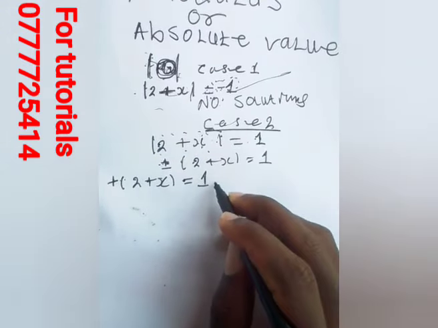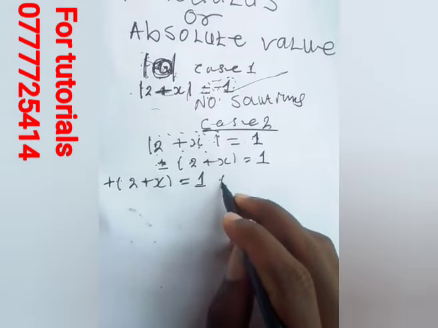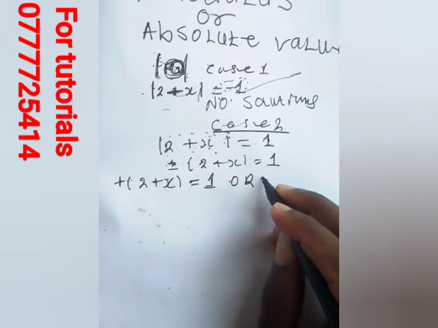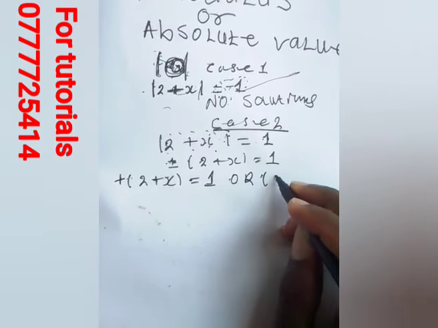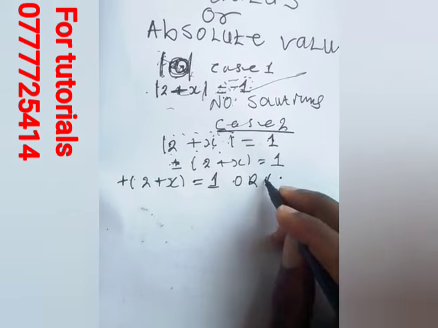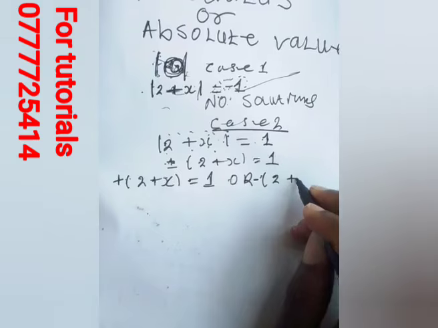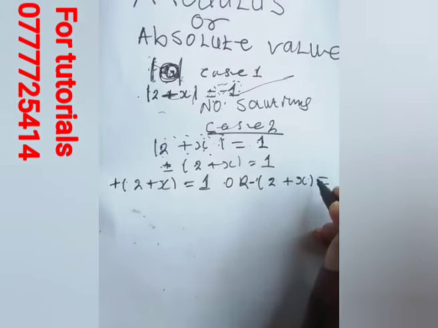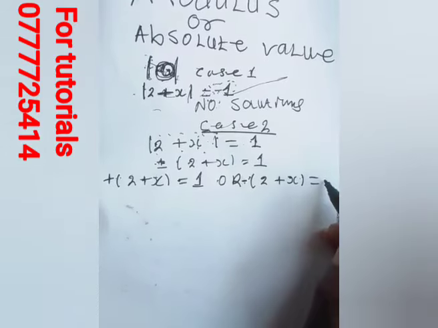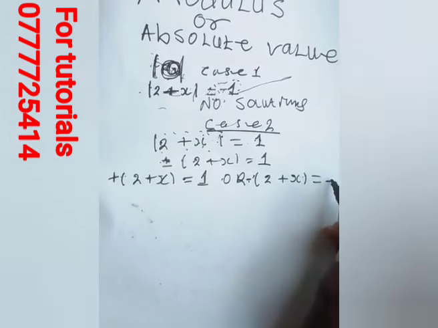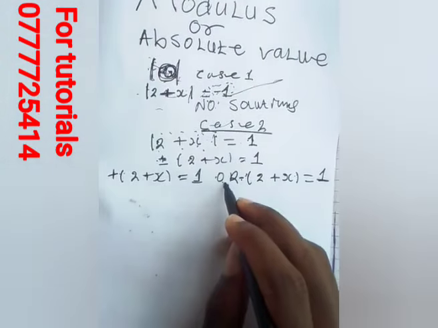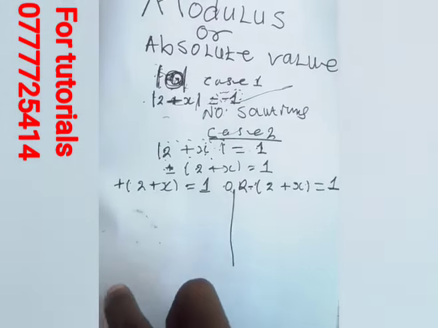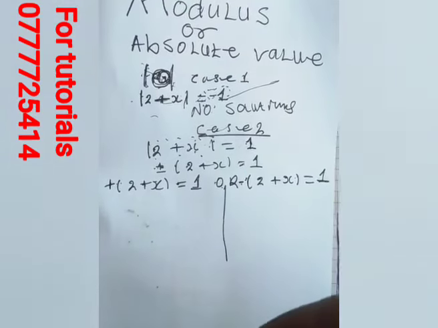equal to 1. So this can either be this or it can be negative 2 plus x is equal to, I've put a negative here in front, then the number that is here, which is 1, right? So basically what you do is you solve this and this. Whatever values that you get for this and this, those are your values of x for that modulus function given.